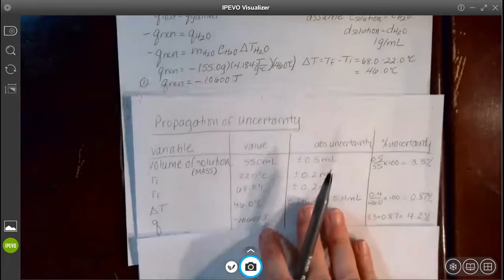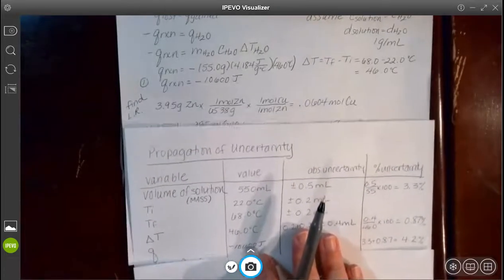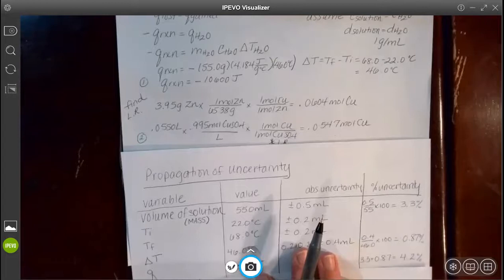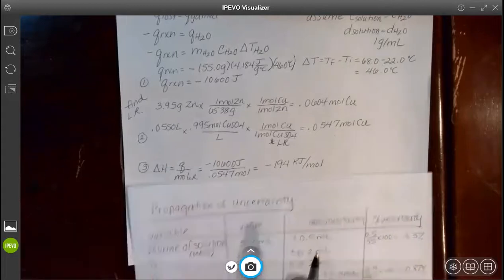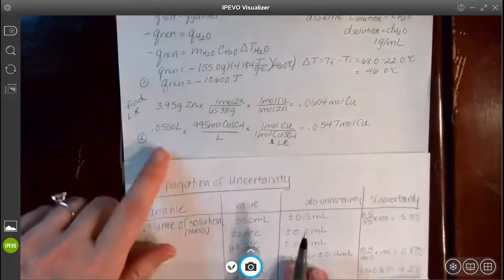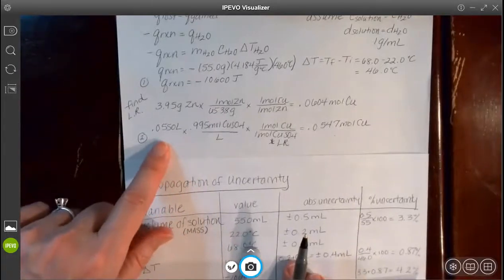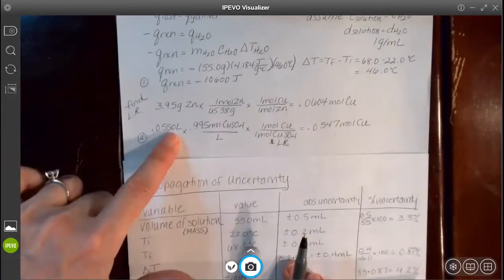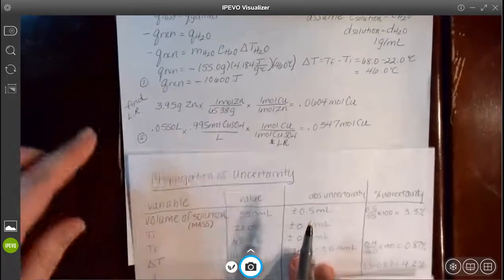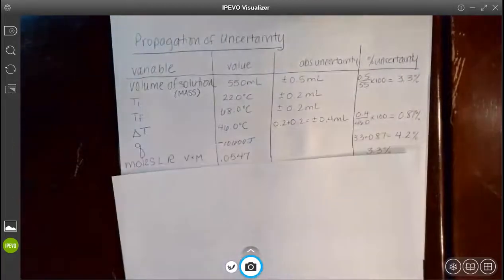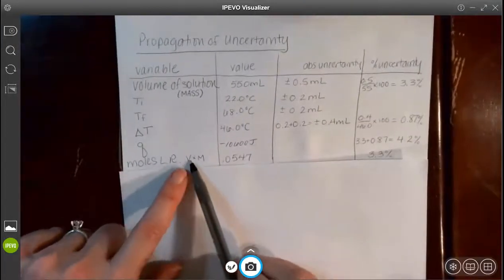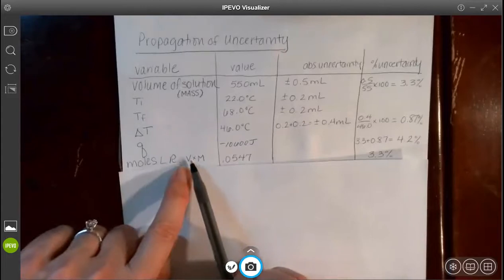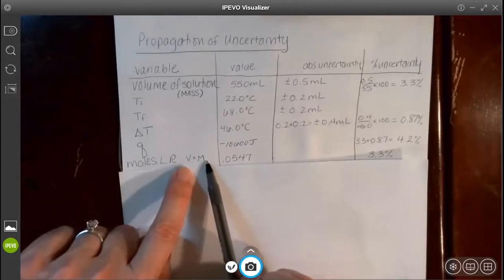All right, what's the next thing I did in my calculations? Well, I found my limiting reactant, and then I used my limiting reactant down here to determine delta H. Okay, so to find my limiting reactant, which I found to be copper 2 sulfate, I used volume again. Okay, so I have to include that in my table here, right? In order to find moles of limiting reactant, I took my volume of limiting reactant and I multiplied it by my molarity.